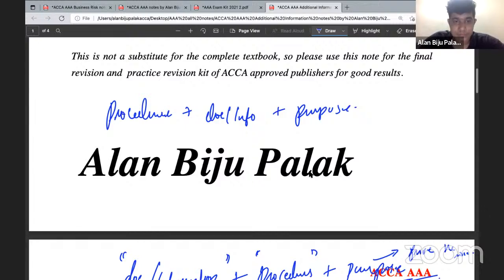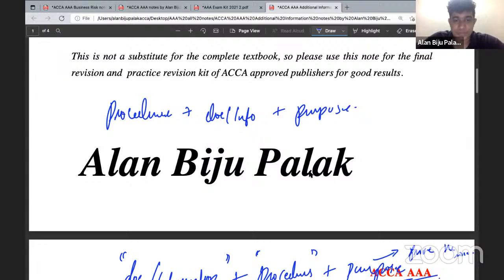Next one. Obtain external confirmation from dash to confirm dash.